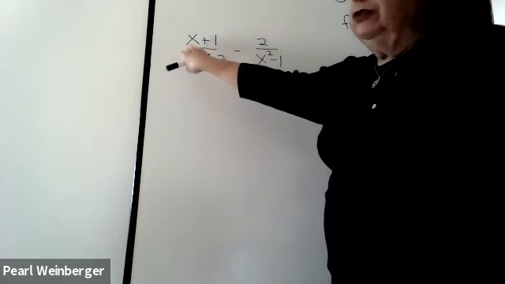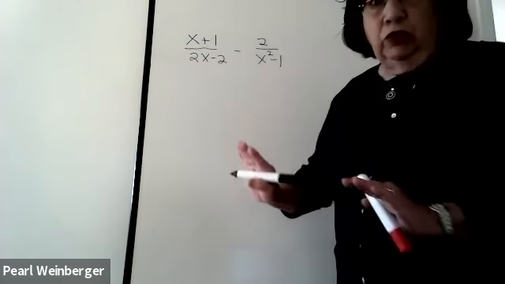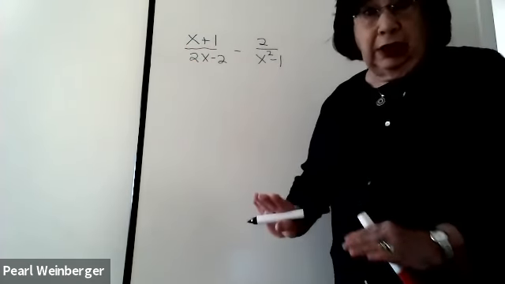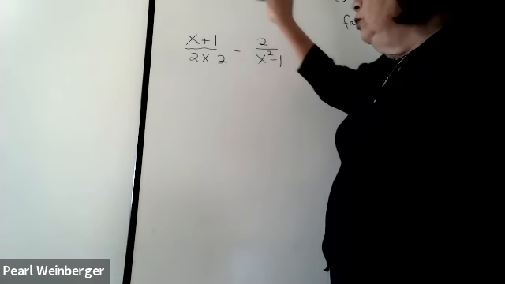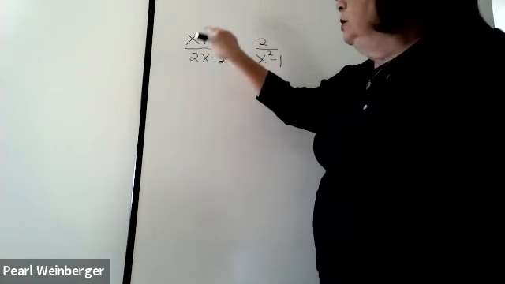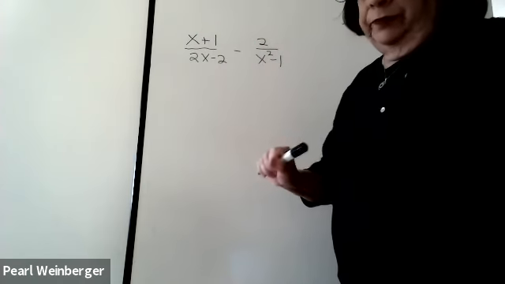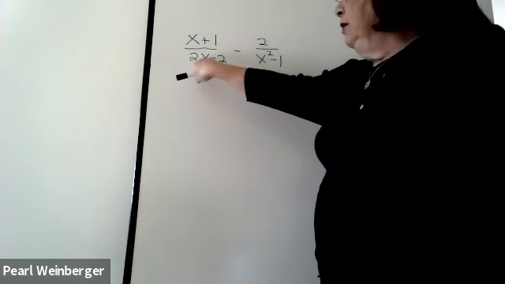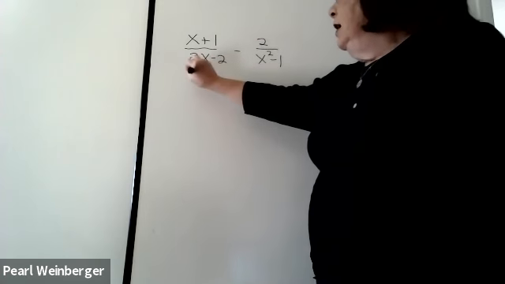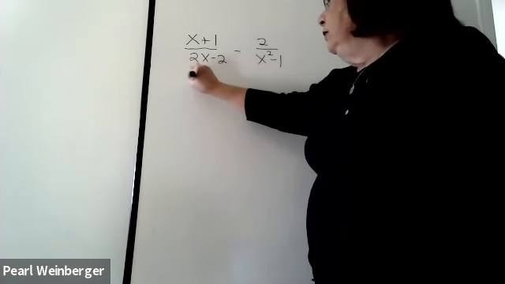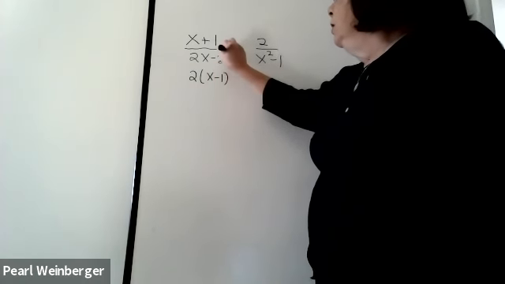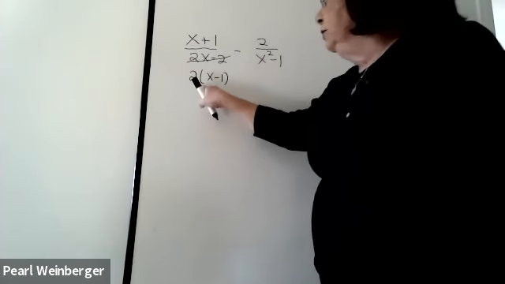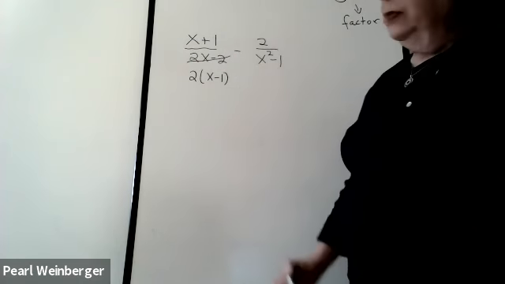Factor each of your denominators, not your numerator, just your denominator. So we're leaving the numerators alone, we're just factoring the denominators. Okay, so factoring 2x minus 2 gives me a common factor of 2. I get 2 and x minus 1. I'm going to put a line through this to say, this is what I want to look at now.